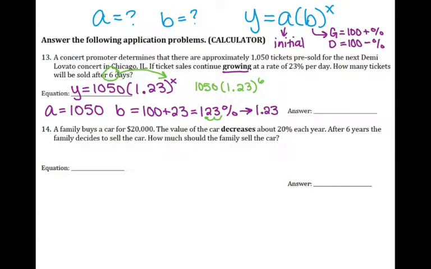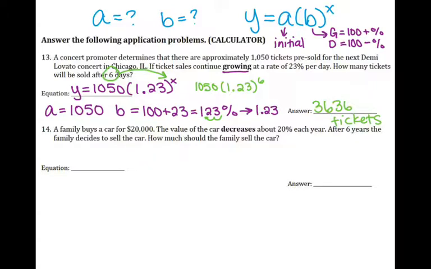That gives me approximately 3,636 tickets if I were to round it. Don't forget your units. Since we are talking about tickets, we need to put tickets as our answer.